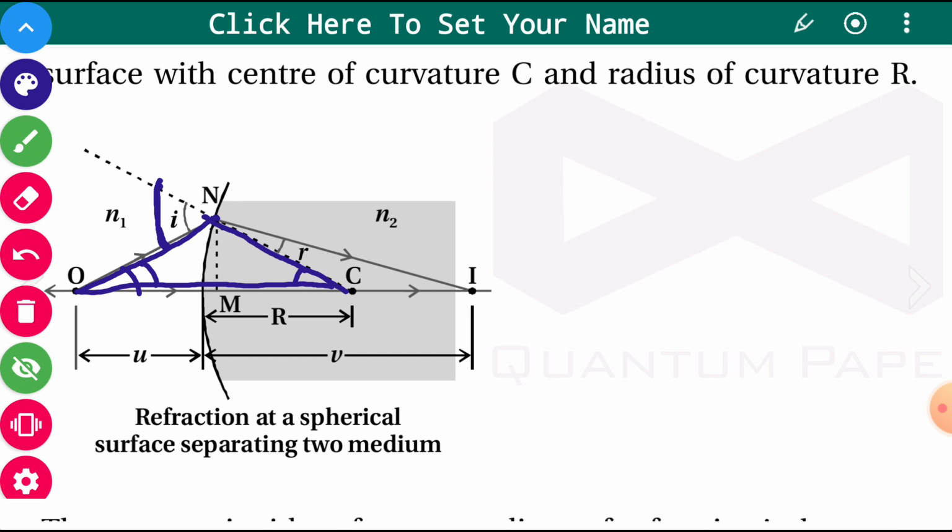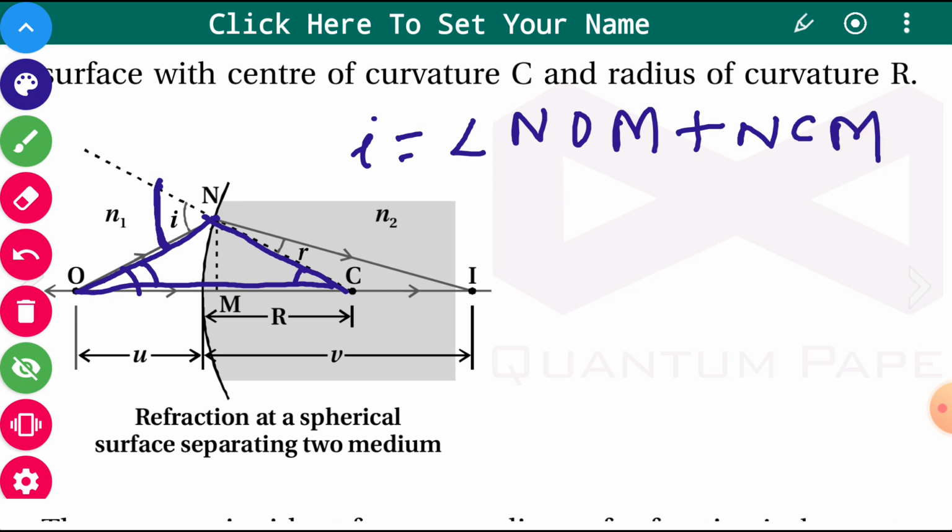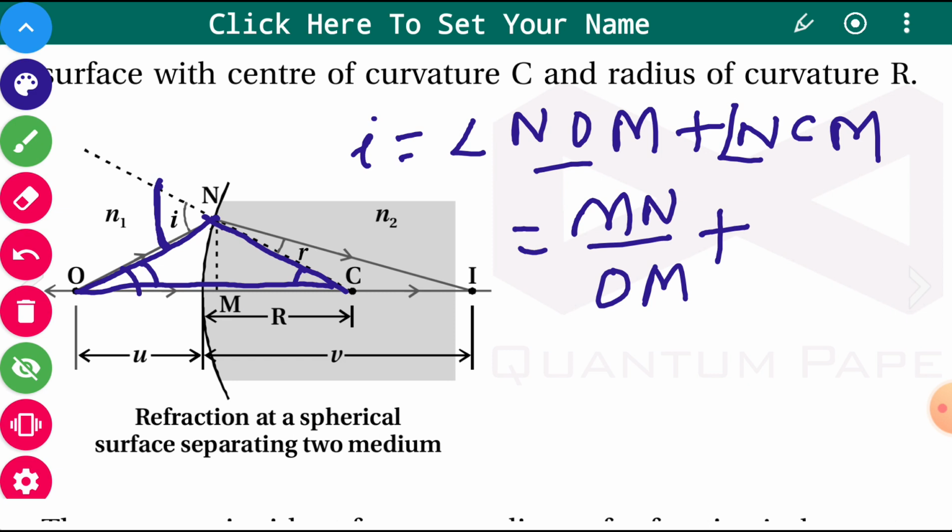So this angle I is the sum of angle NOM and angle NCM. Angle NOM we have its value, you have written in your notebook. It is MN upon OM, plus angle NCM, which is nothing but MN upon CM. Again, you write this in your notebook.